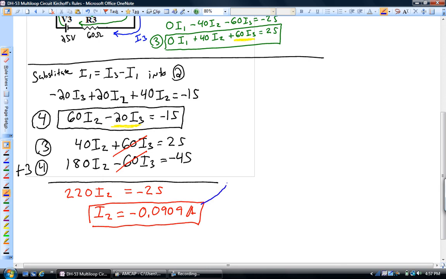So we're going to take this and plug it into here. When we do that, it's going to be 60 times negative 0.0909. Again, I'm leaving off the units. Minus 20 I3 equals negative 15. Be very, very careful when you do this math. So 60 times negative 0.0909 is going to give you a negative number. And then you're going to add that to both sides, divide by 20.